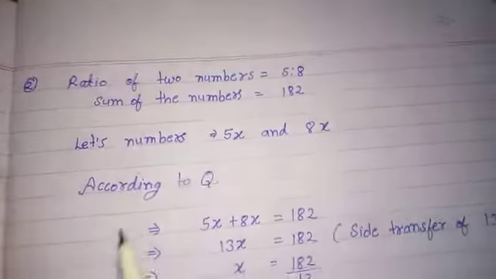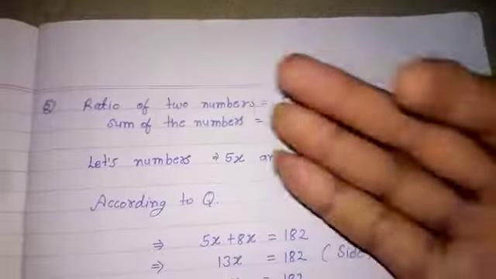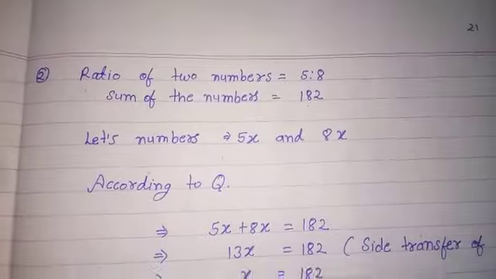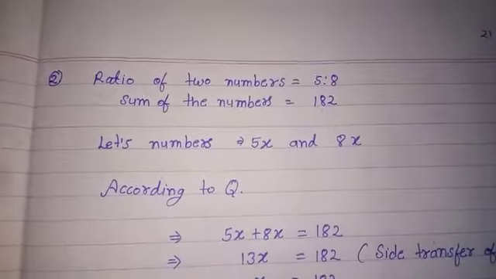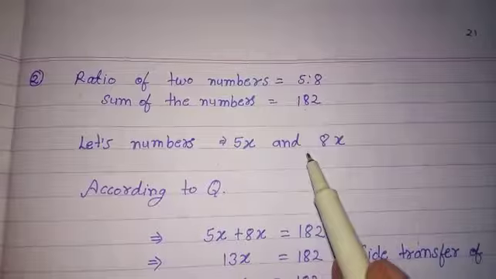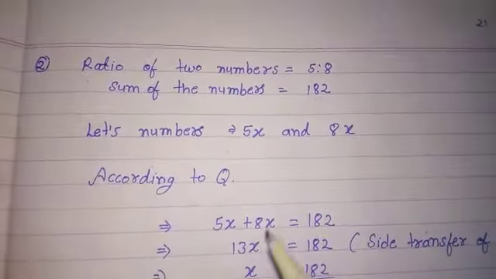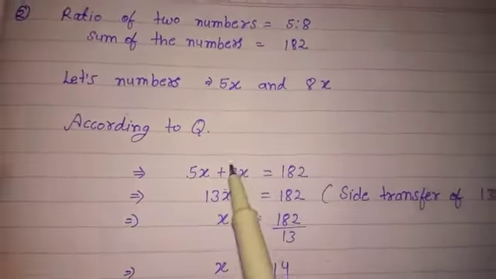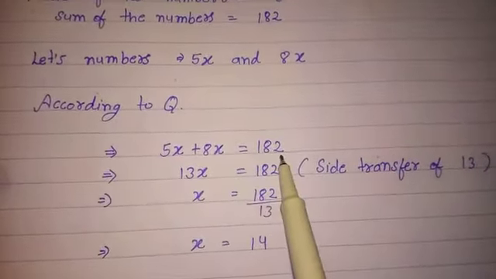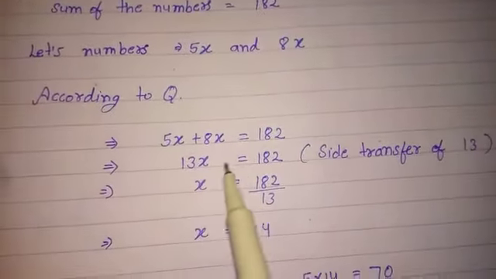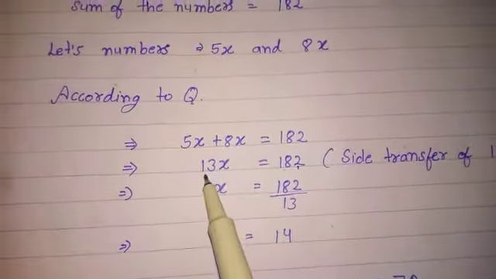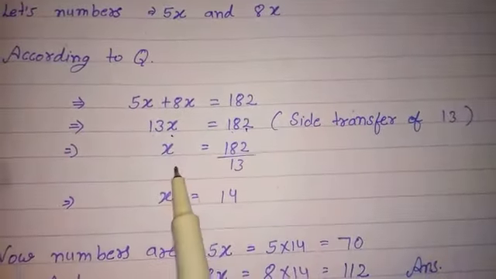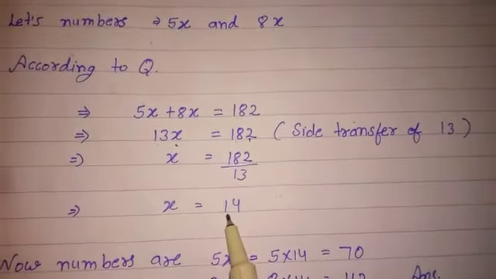The second question is given here. The ratio of two numbers is 5:8 and the sum of these two numbers is 182. So let us suppose the numbers are 5x and 8x, because the ratio is 5 and 8. According to the question, the sum of these two numbers is 182, so 5x plus 8x is equal to 182. So 5 and 8 is 13, 13x is equal to 182. Now 13 and x are in multiplication, so side transfer of 13. So x is equal to 182 divided by 13, so x is equal to 14.